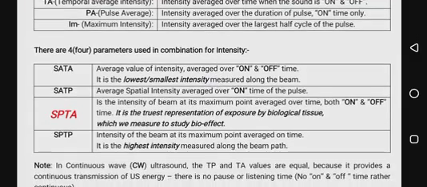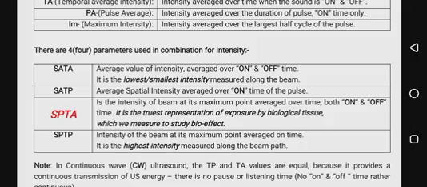SATA is the average value of intensity average over on and off time. It is the lowest or smallest intensity measured along the beam. SATP is the average spatial intensity averaged over on time of the pulse. SPTA is the intensity of beam at the maximum point, average over time, both for on and off time. It is the truest representation of exposure by biological tissue, which we measure to study bioeffects.